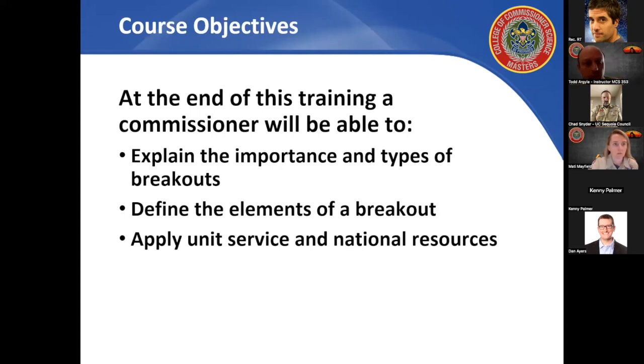Course objectives. By the time we're done, we want to be able to explain the importance of all the types of breakouts. We want to define each of the elements of a breakout for Roundtable and have some ideas of how to apply unit service and utilize the quite vast national resources that they've given us. With a small group like this, just speak up when you feel like it.